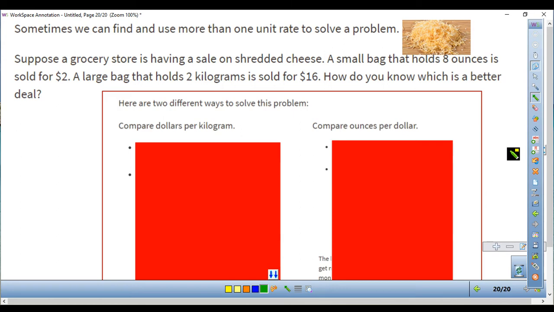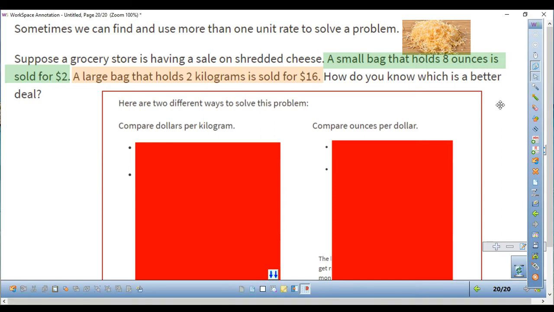Sometimes we can find and use more than one unit rate to solve a problem. So I'd like us to take a look at this problem. A grocery store is having a sale on shredded cheese. A small bag that holds 8 ounces is sold for $2. Then we have information about a large bag that holds 2 kilograms and is sold for $16. How do you know which is a better deal?